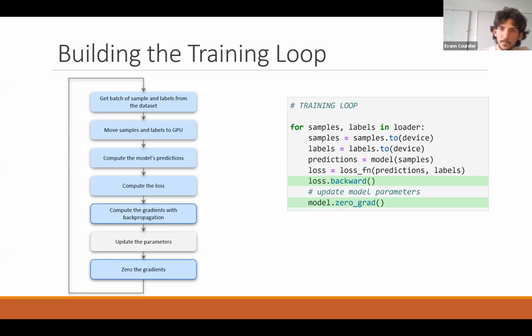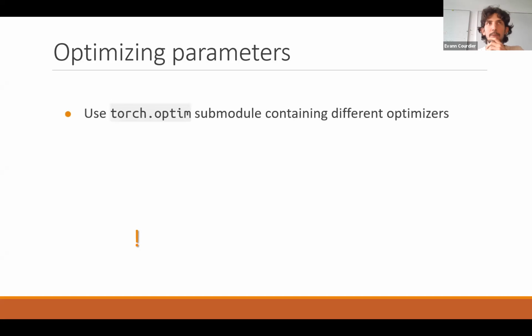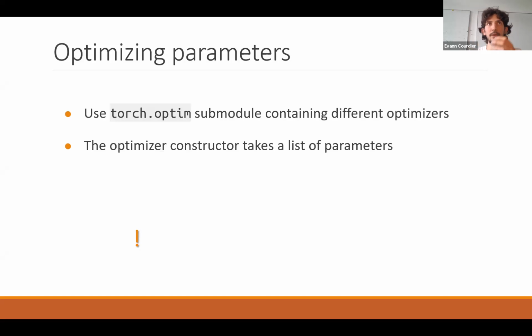So indeed, we will now see how to update the parameters using optimizers. So how to optimize parameters in PyTorch. The torch module has a torch.optim submodule where we can find lots of different optimizers, optimization algorithms. And the optimizer that you construct will take as input a list of parameters that you want to optimize.